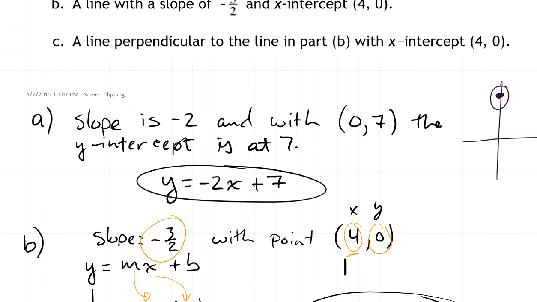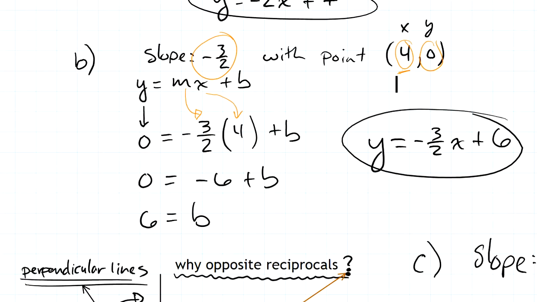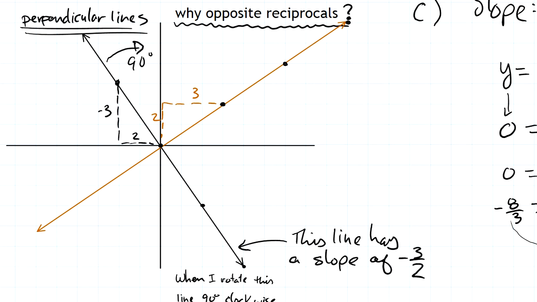So the last part says, right, the equation of a line that is perpendicular to the line in part B with an x-intercept again at (4, 0). So on this one, if I know the two lines are perpendicular, their slopes are going to be opposite reciprocals of each other. And I just wrote this out kind of for an example.